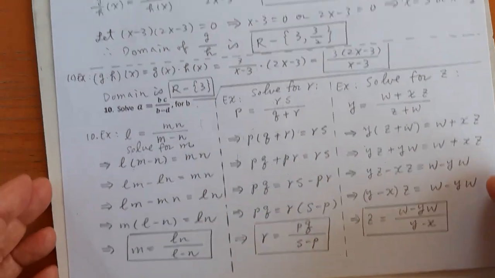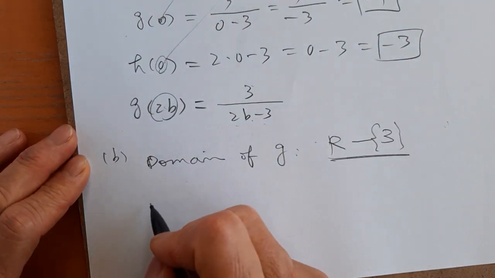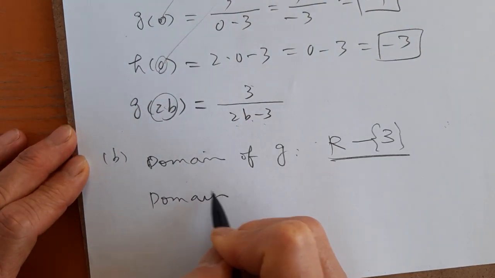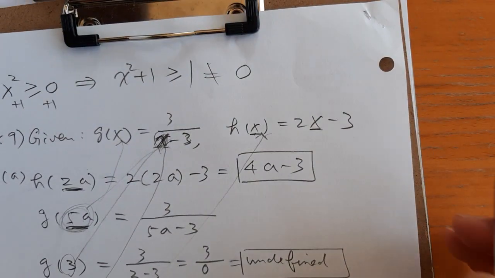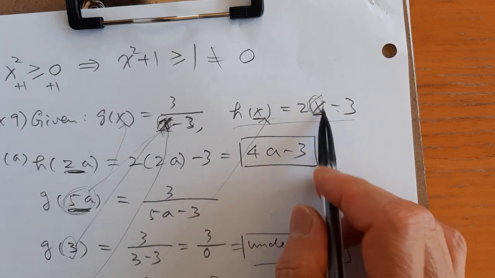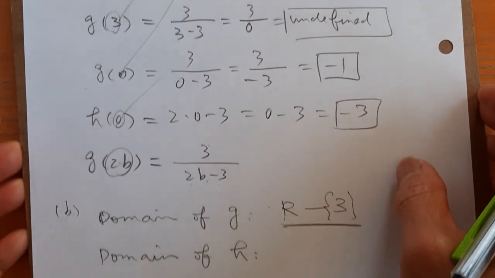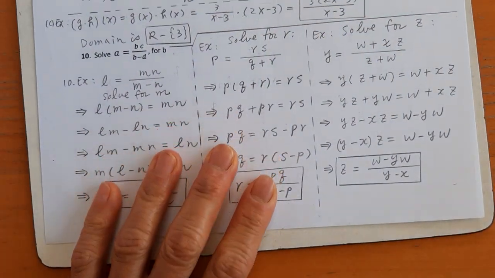And find out the domain of h. Domain of the h function. The h function is a linear function. h of x equals 2x minus 3. So you can put any real number in x and always have function values. So it's R, all the real numbers, R.